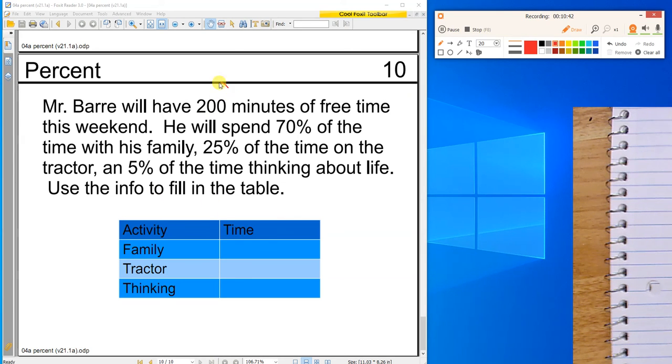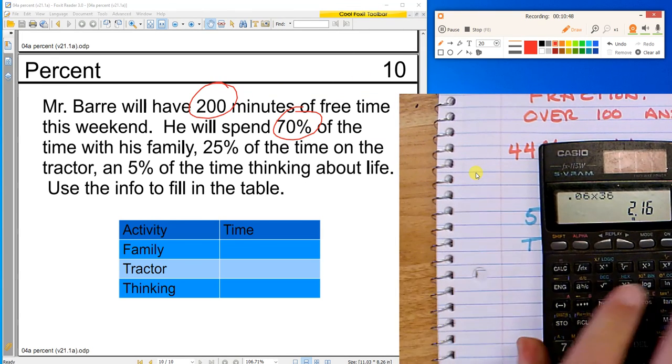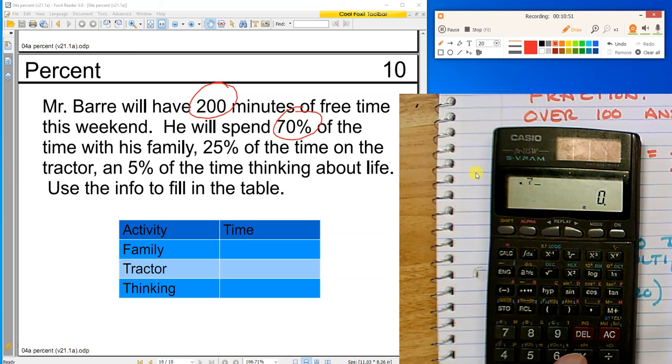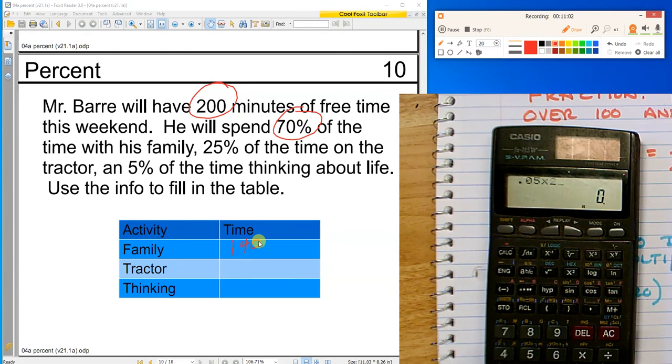Okay, so 200 minutes. What's 70% of 200? Well, that's 0.7 times 200, which is 140. Tractor is 5%. 0.05 times 200. That's 10 minutes on my tractor. Oh, no, that was thinking, wasn't it? That was thinking, but I did it right. 5% thinking, that's 10 minutes. 25% tractor time. So 0.25 times 200, 50 minutes on my tractor.